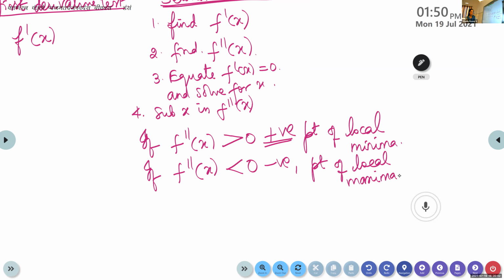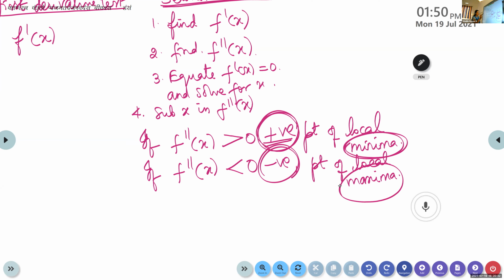So after solving this for x, substitute this value in f double dash. If the sign of f double dash of x is positive, it is minima. Usually we make the mistake: positive means you will take maximum. It is wrong. Positive means it is minimum. Negative means it is a point of maxima. Circle it. Underline it.